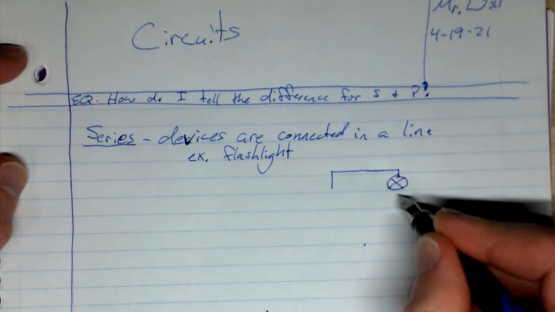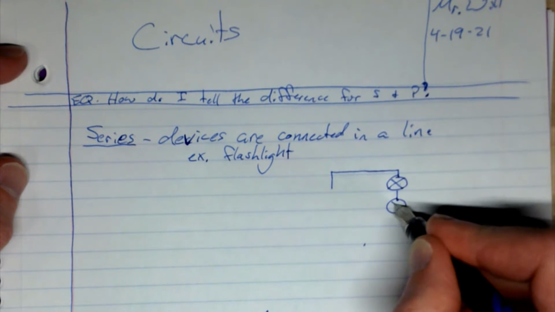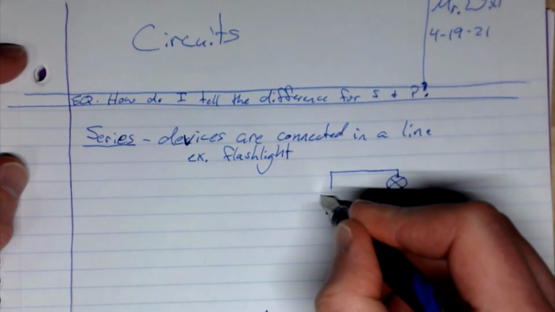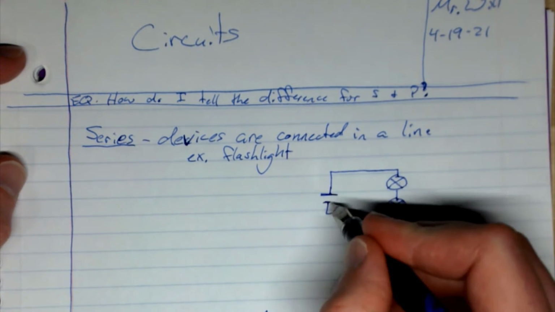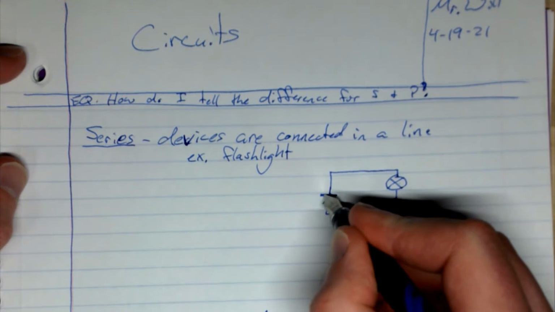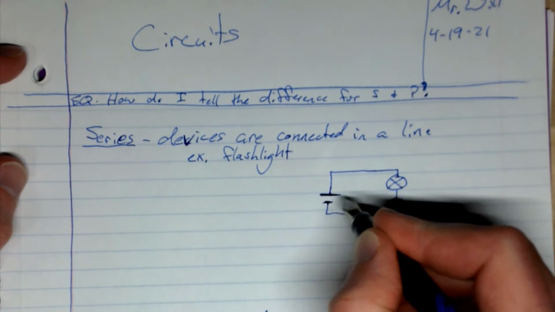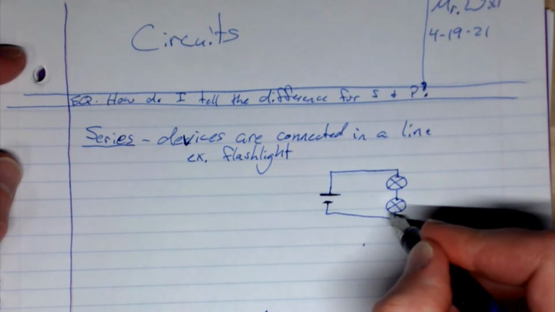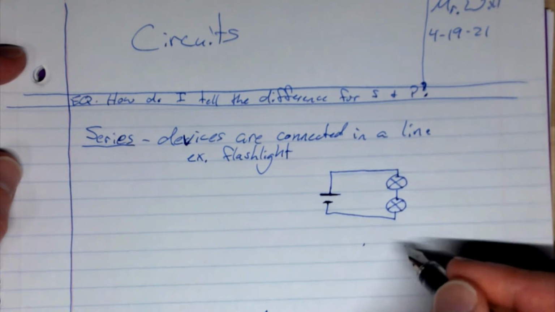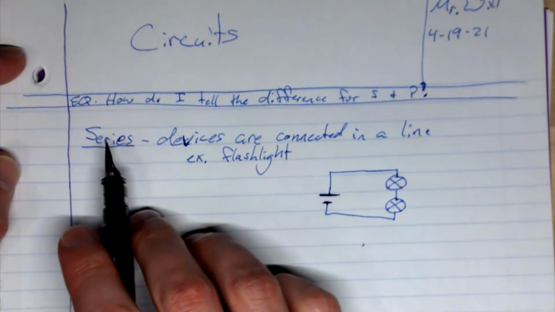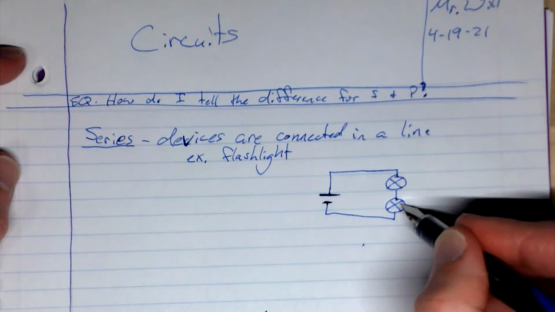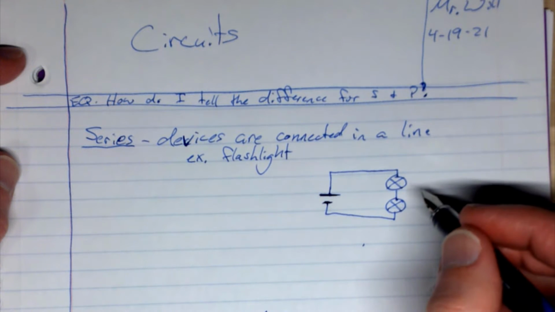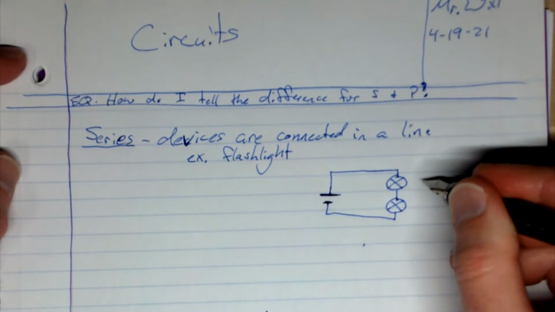So this X stands for a lamp. And then we have a little dash and a big dash. The little dash is the negative side of a battery. The big dash is the positive side. So they would be going this direction, so negative to positive. That's not what's important. What's important is that it's in series. These two bulbs are in line with each other, so they're in series.